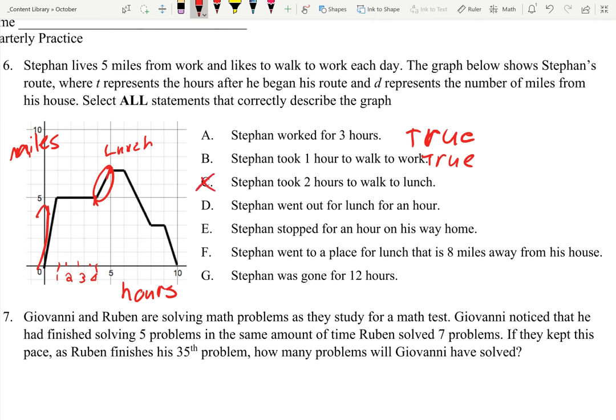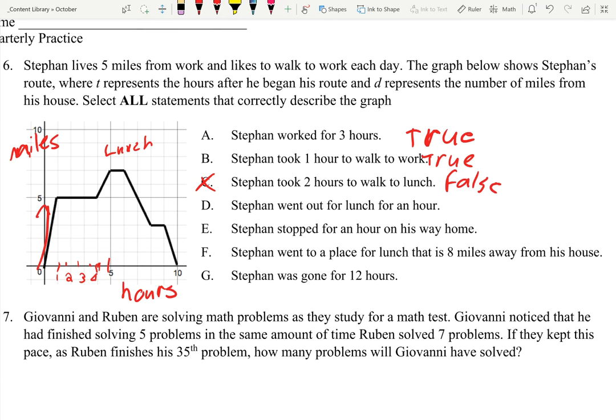I would say that that's not true. I would say that's false because according to this graph, it looks like he's only walked for 1 hour, right? From hour 4 to hour 5. It's only 1 hour of walking. Now he went 2 miles. We could say that, right? Because he's going 1 mile, 2 miles, but over the period of time, it's only 1 hour walking.